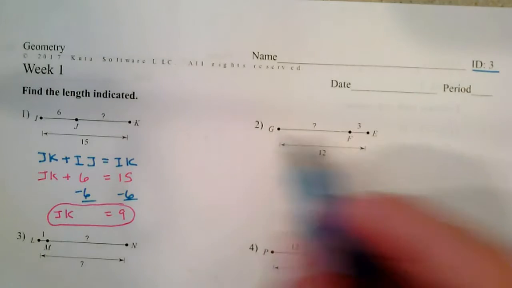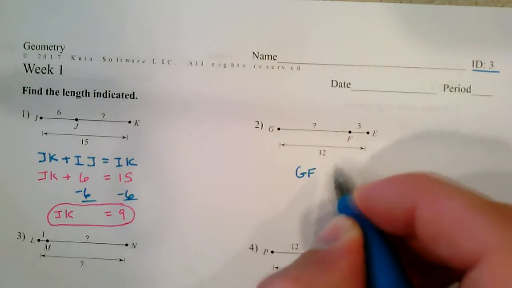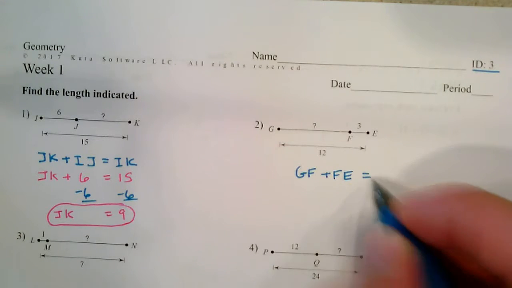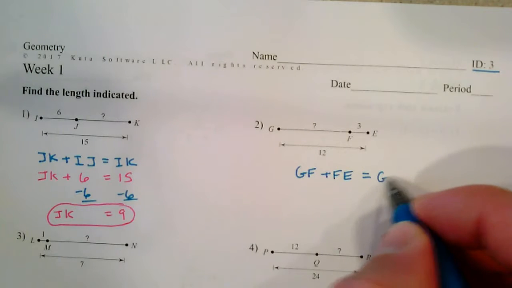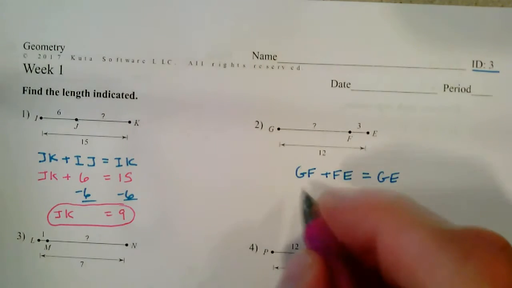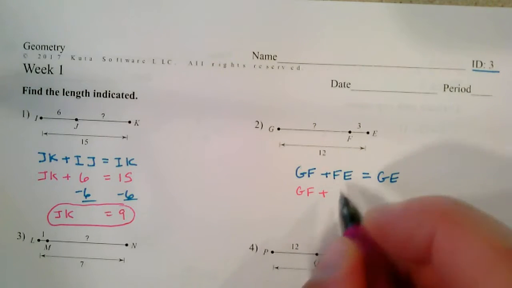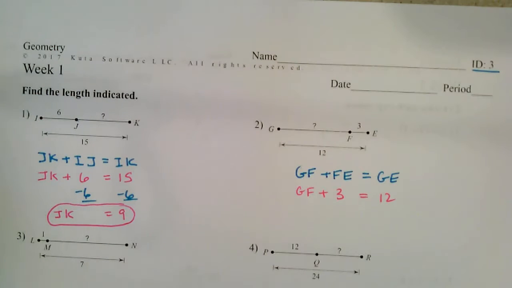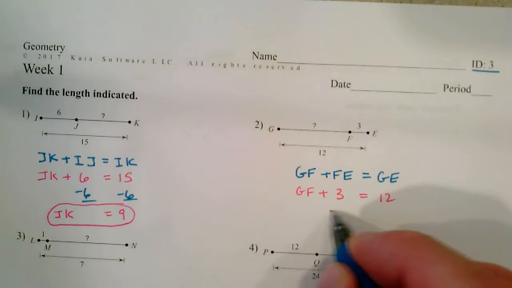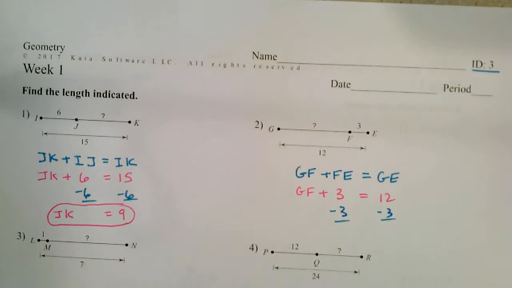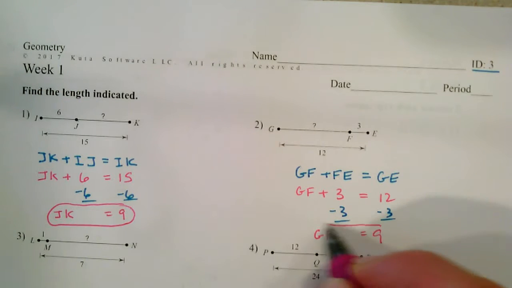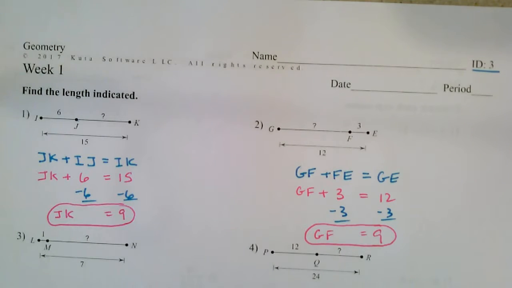Here, we're trying to find GF. We don't know what that is, but we do know that GF plus FE is going to equal the full length here, GE, all the way. And we don't know what GF is, but we do know that FE is 3, and we know that GE is 12. So now we just have to solve this little equation by taking 3 from both sides, and we end up with GF equals 12 minus 3, which is 9. All right, and I'll leave the other 2 up to you.